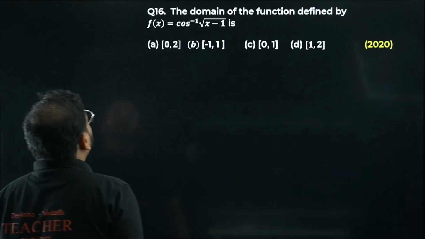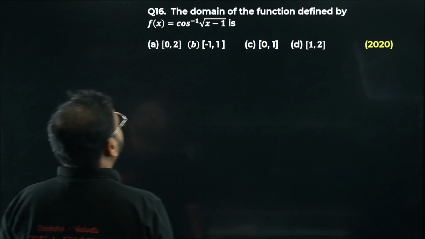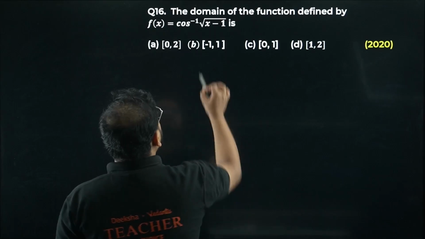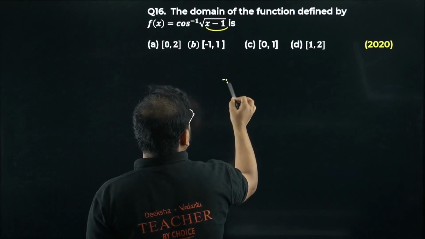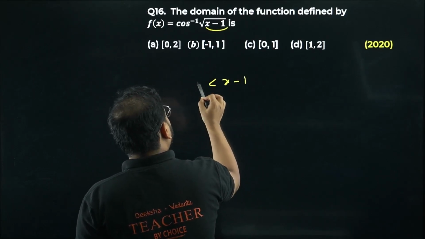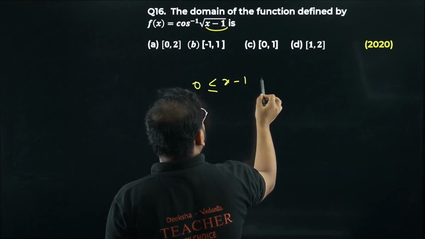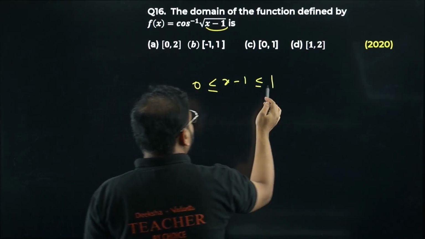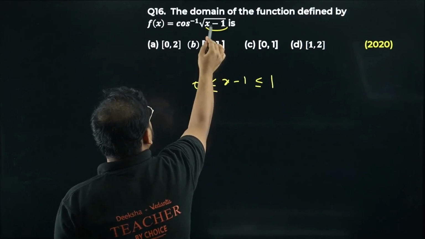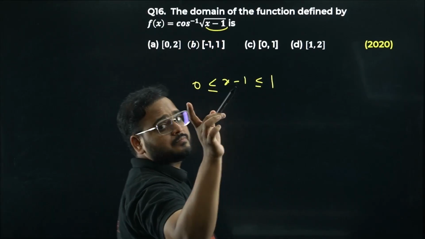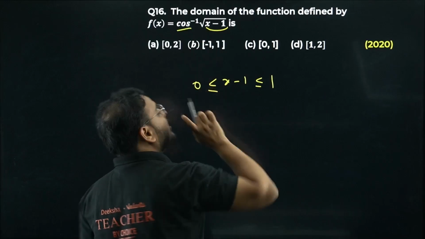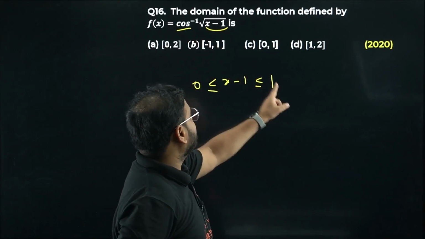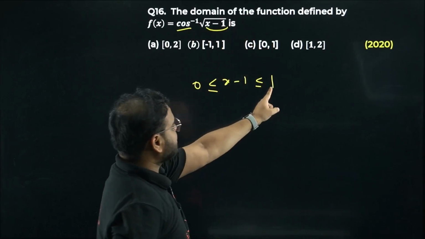Question number 16 now. The domain of the function defined by f of x equals cos inverse of x minus 1. Think about it. Domain means this has to be within the limits, so x minus 1 has to be less than 1 only, because cos inverse will not operate on more than 1. Cos inverse has the domain limit as minus 1 to 1. So cos inverse cannot take a value more than 1. Of course, it has to limit at 1.